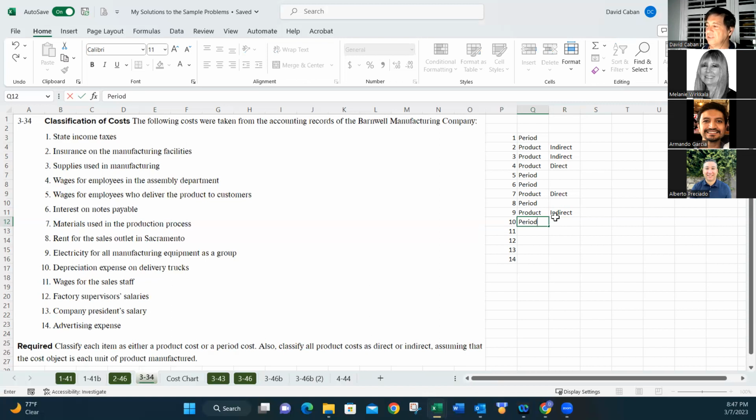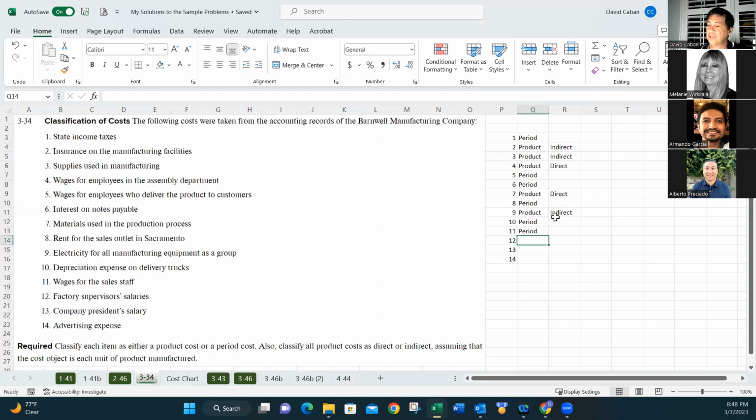I haven't had the chance to see the Connect problems because of the issues, but I hope that they correlate strongly to this, and it certainly helps you out. Okay, wages for the sales staff. Sales staff. Period. Has to be period, right?